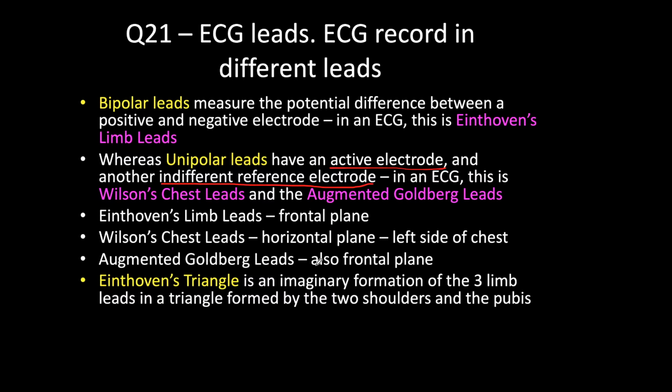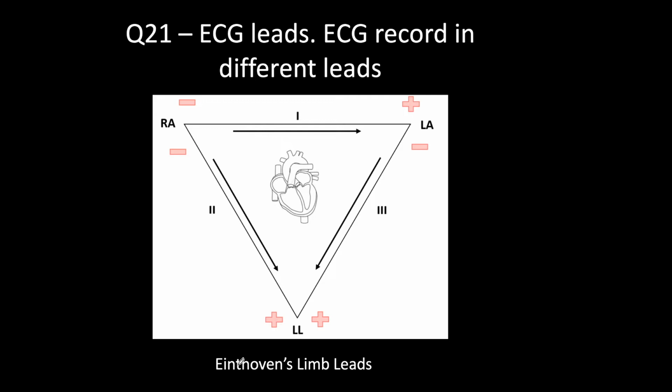All right. And the triangle that I was talking about before, Einthoven's triangle, is an imaginary formation of the three limb leads in a triangle formed by the two shoulders and the pubis. And this is the imaginary triangle. So I'm talking about the Einthoven's limb leads here.